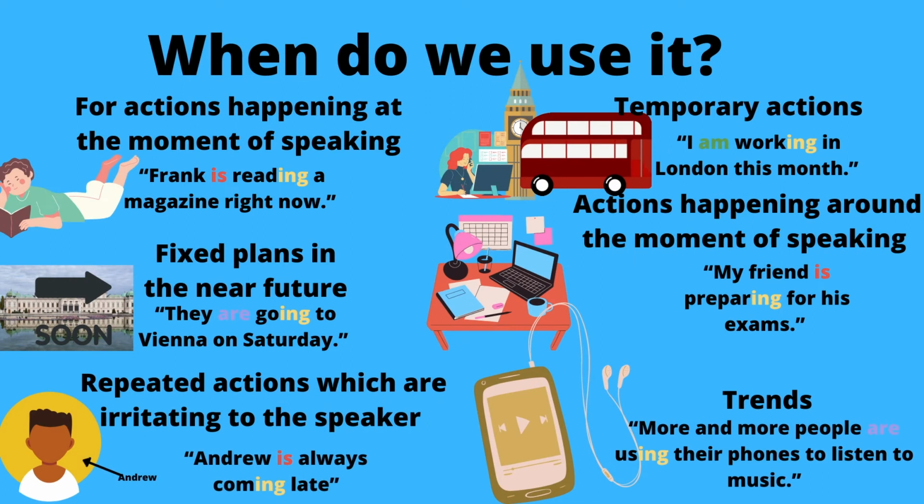When do we use it? For actions happening at the moment of speaking. So for example, Frank is reading a magazine right now. It's happening right now because he's probably sitting on the toilet. We use it for fixed plans in the near future. They are going to Vienna on Saturday, probably to the zoo, and I want to come with them. More on this when we are going to cover the going to future.